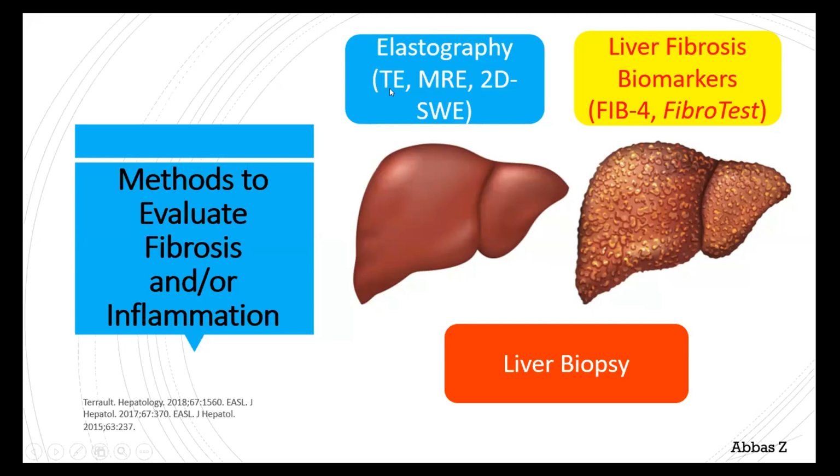Elastography may be transient elastography, 2D shear wave elastography, or magnetic resonance elastography. There are also some biomarkers like FIB4 and FibroTest. And one direct way is that we can do the liver biopsy and see the degree of fibrosis and document cirrhosis of liver, but that would be the invasive method.